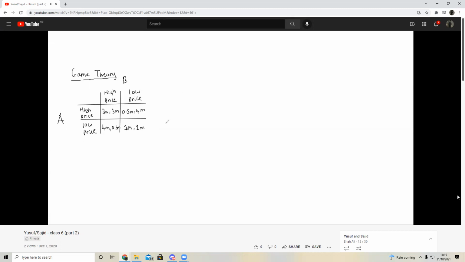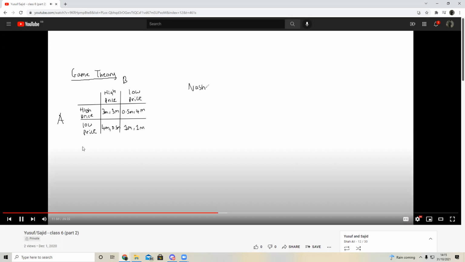So let's understand what's going on here. You might actually get a game like this, and you have to solve it. We have to solve for something called the Nash equilibrium. What I've basically done here is, we have a player A on the left, player B at the top.